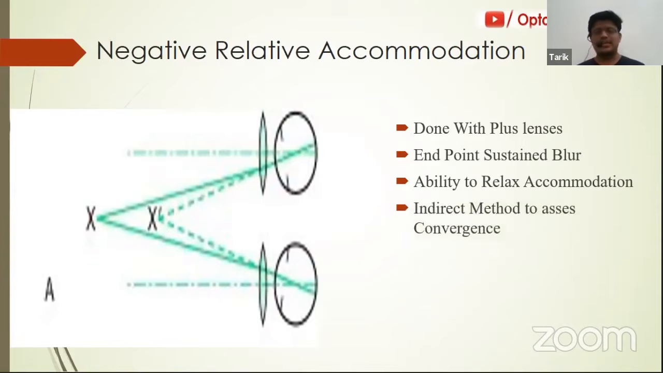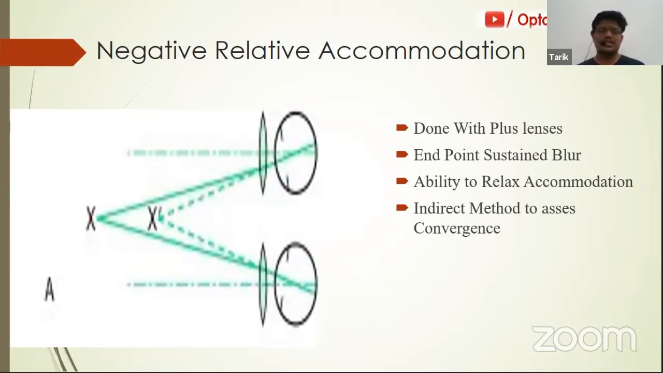It is an indirect method to evaluate your convergence. Now, how do we do that? In the image, if you can see, we are using a plus lens, right? Plus lenses are also called base to base lenses. So when you're looking at a near image, your image is going from this part at the nasal side, so your lens will start acting as a base out prism, and base out prisms are actually used to evaluate your convergence.